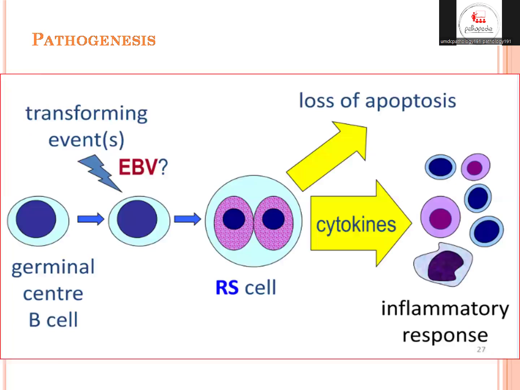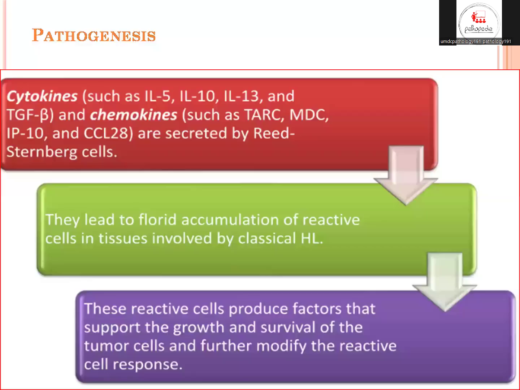This is the picture showing the pathogenesis of Hodgkin lymphoma, like how the changes occur in the germinal center or due to Epstein-Barr virus, the cell is converted to Reed-Sternberg cells and eventually develops into Hodgkin lymphoma.